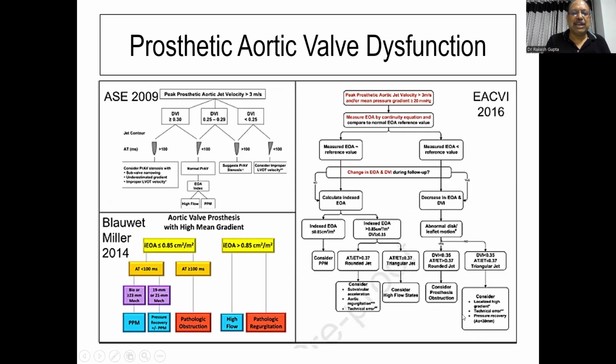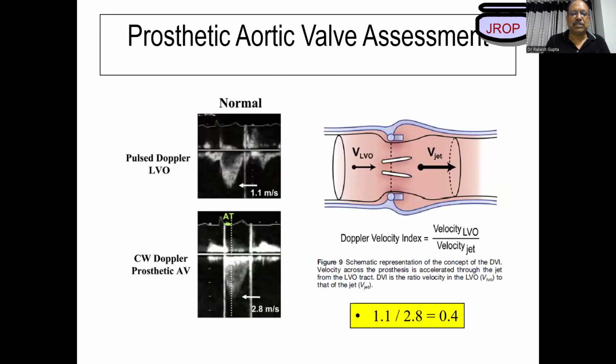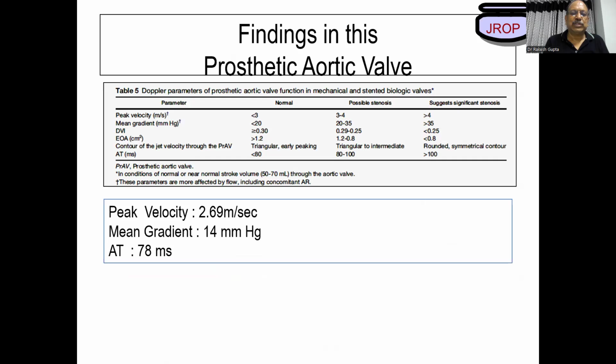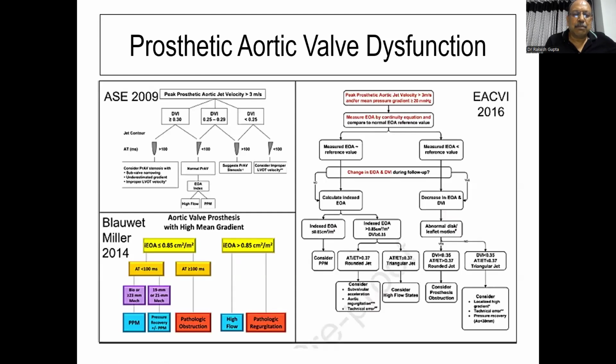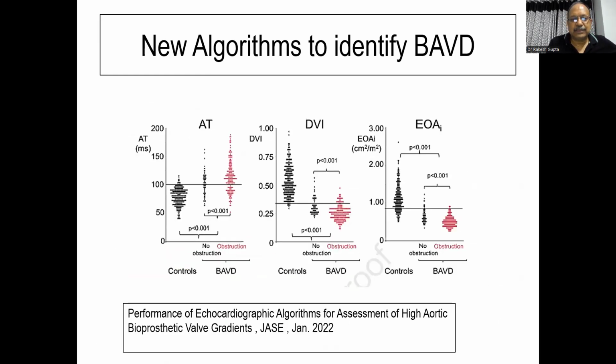But at your level, I like to say, even if you diagnose a simple basic prosthetic valve evaluation by these parameters, it will be a lot more useful rather than going to these multiple algorithm directions. You can suspect, and if you can suspect, then obviously the next answer is to refer to appropriate persons. This is another paper, published in January 2022. They said acceleration time, Doppler velocity index, and effective orifice area.